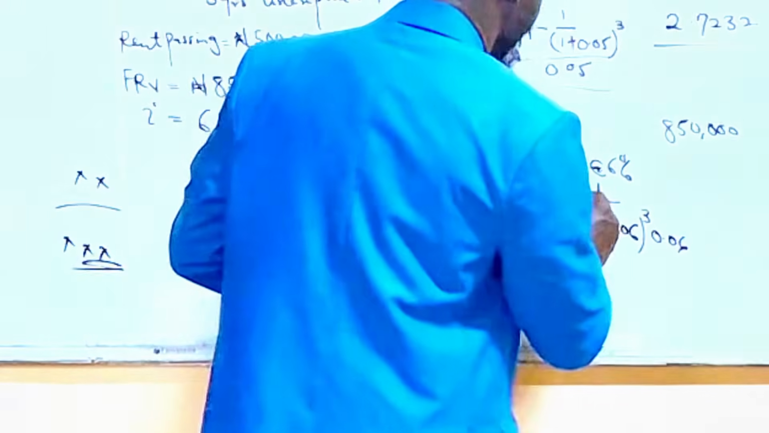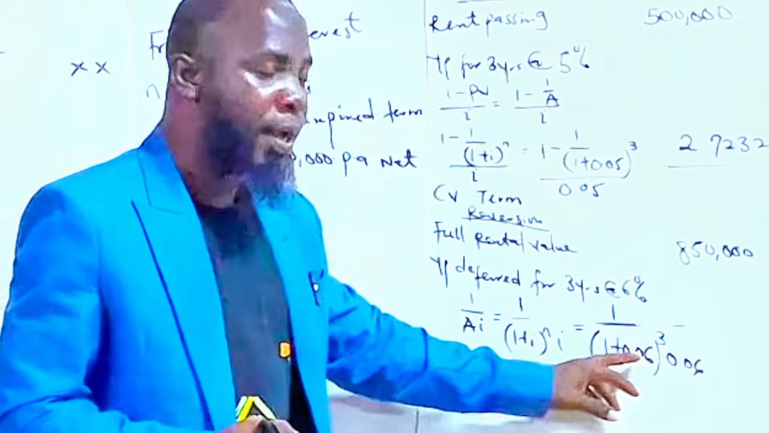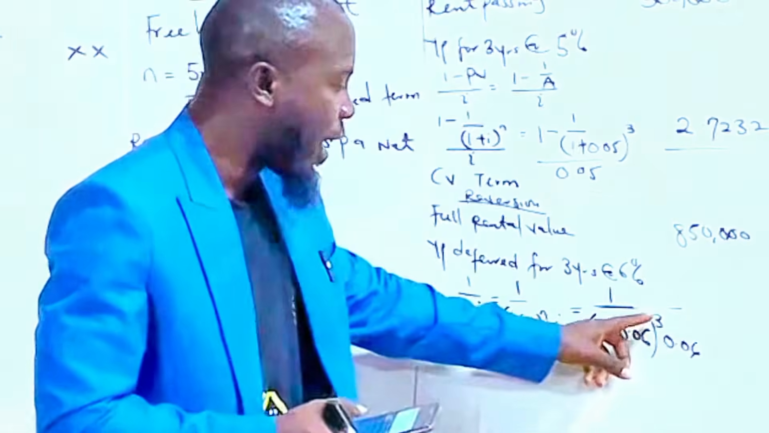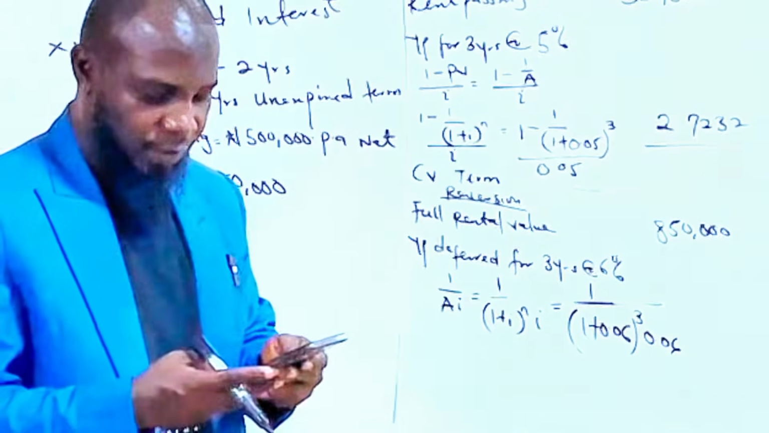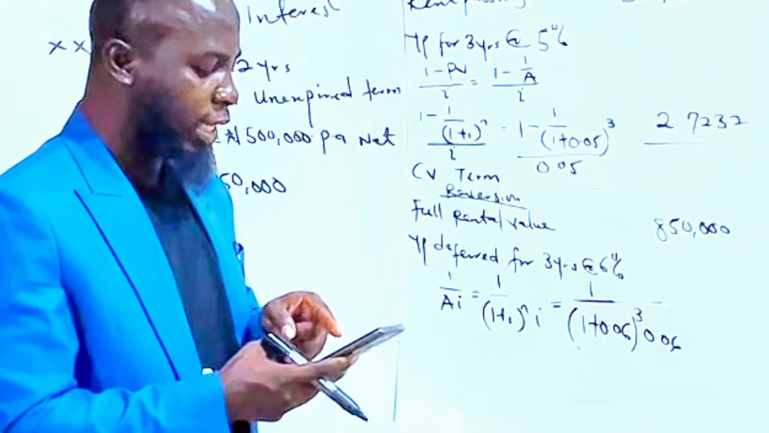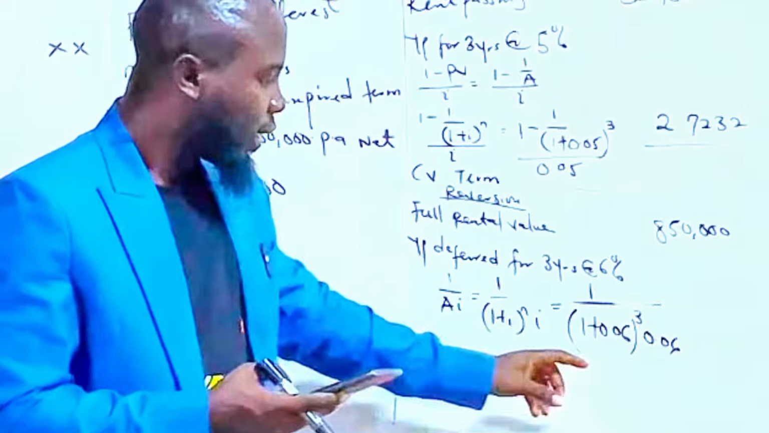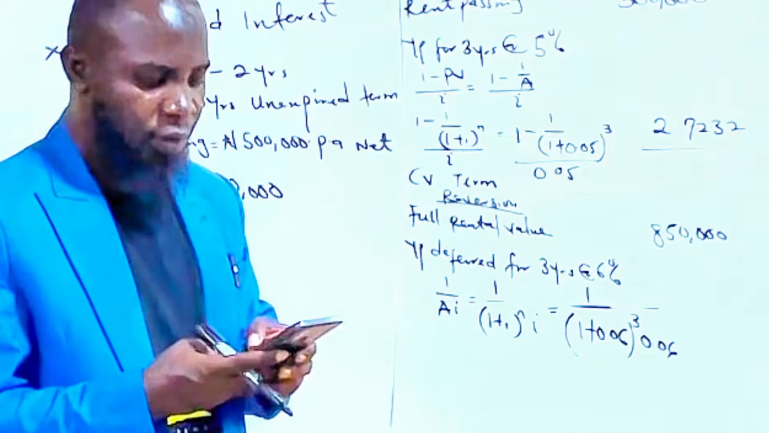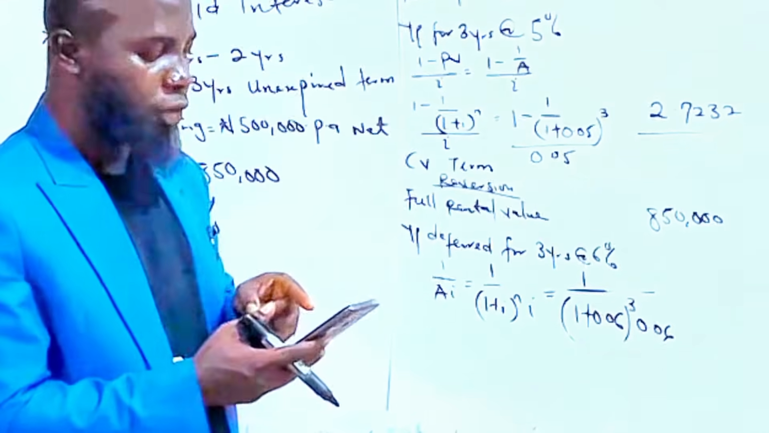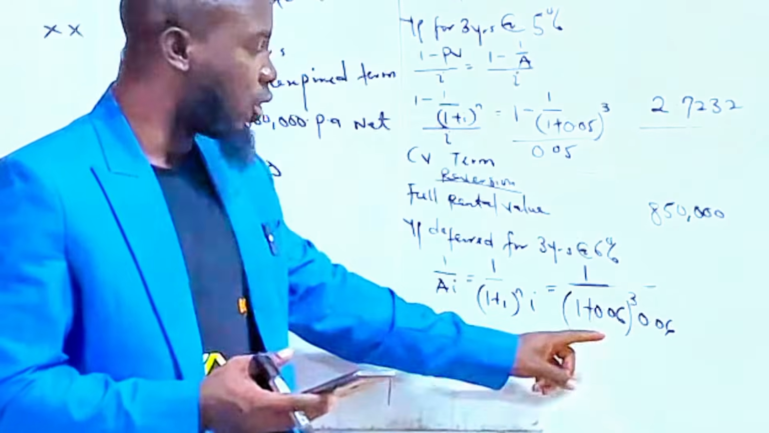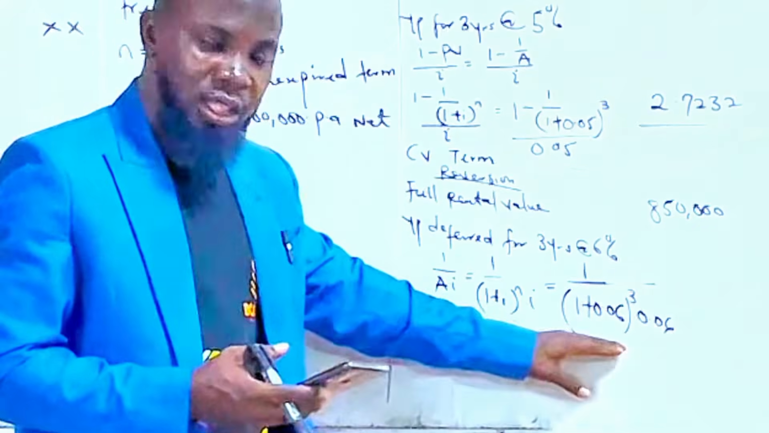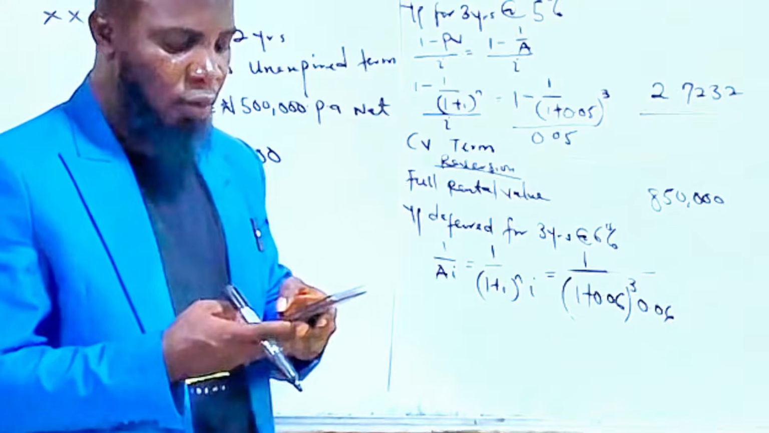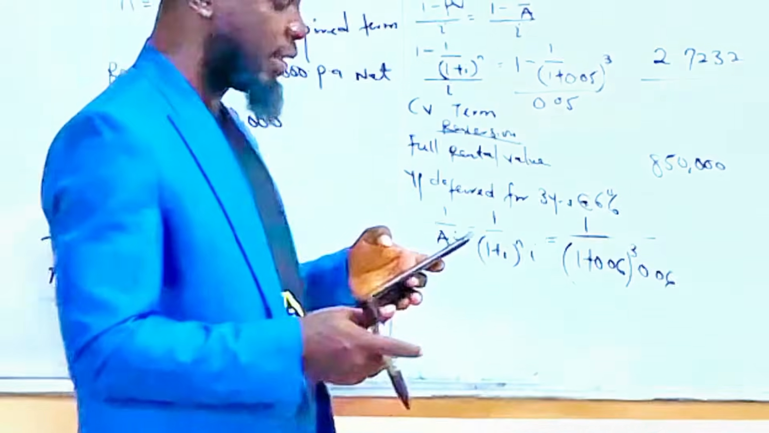For 1 all over A i: 1 plus 0.06, when you add them, you have 1.06. Then you raise to power 3, we have 1.191016. Then use it to multiply by 0.06, we have 0.071461. Now use everything you have here to divide 1. So 1 divided by our answer, we have 13.9937.